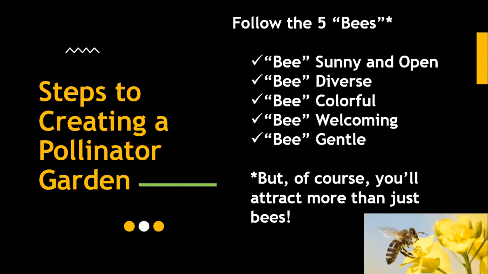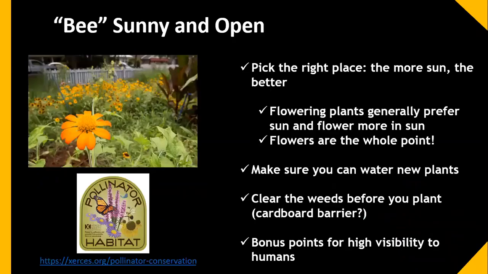Be sunny and open, be diverse, be colorful, be welcoming, and be gentle. So let's talk about how we do all of those things. The first one, be sunny and open, is really about picking the right place for your pollinator garden.